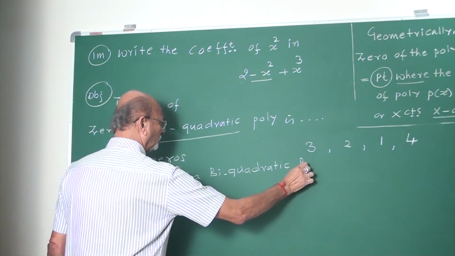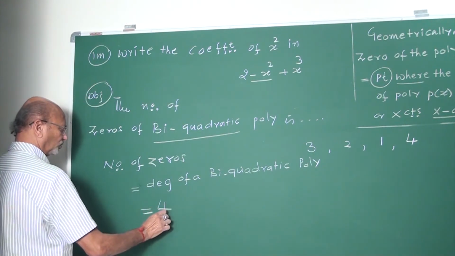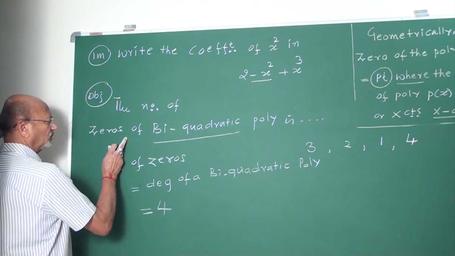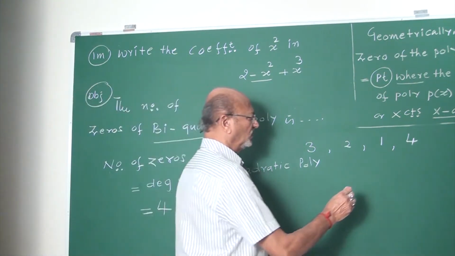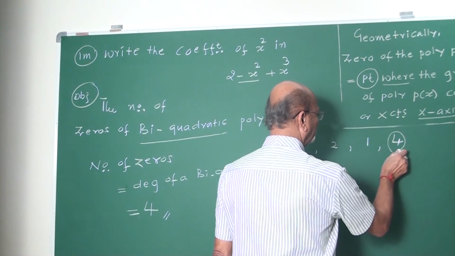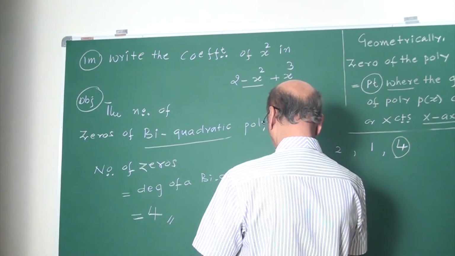Degree of a biquadratic polynomial. Biquadratic means what, my friends? It is 4. Therefore, the number of zeros of a biquadratic polynomial is 4. So, what is the option? Option D is the answer.